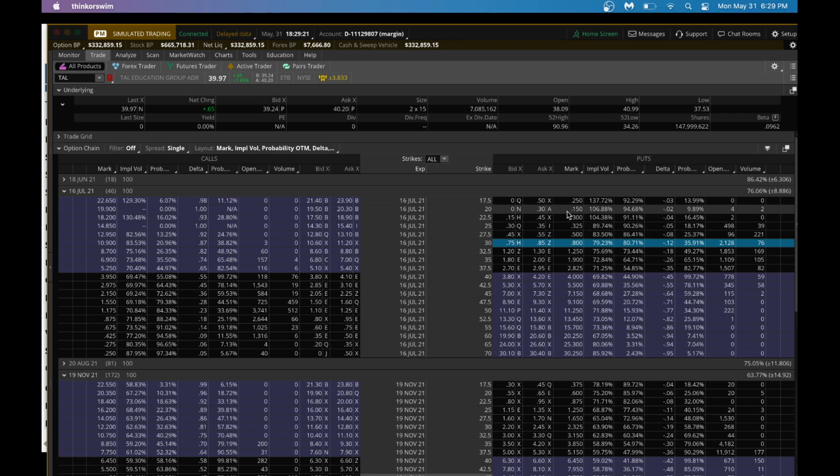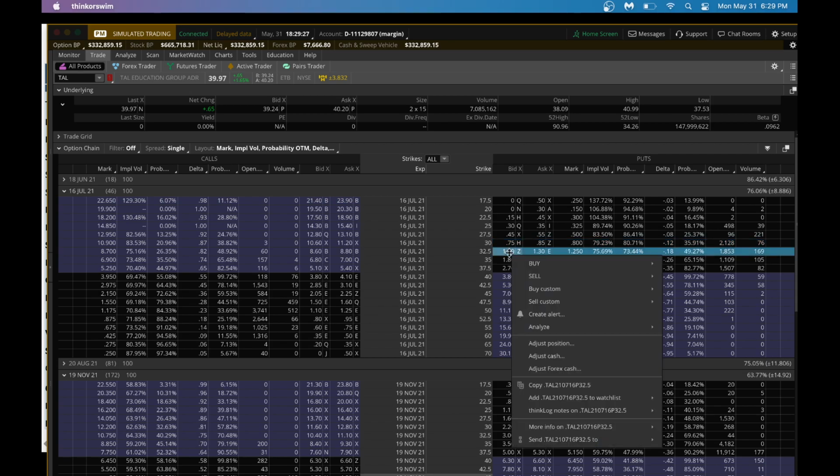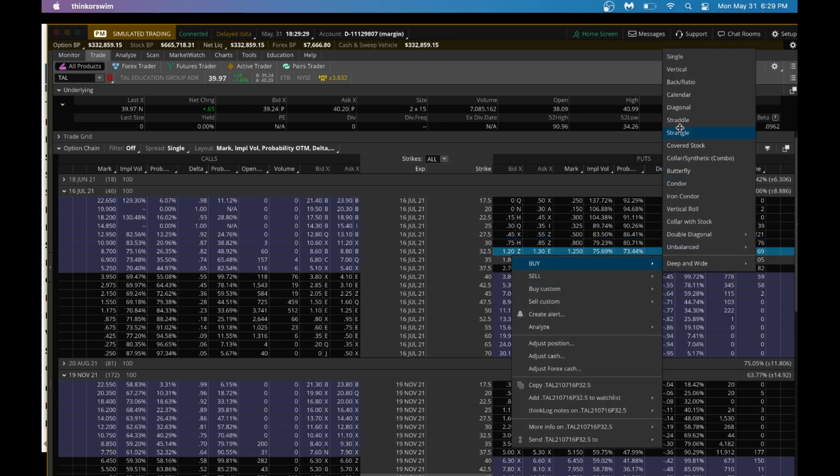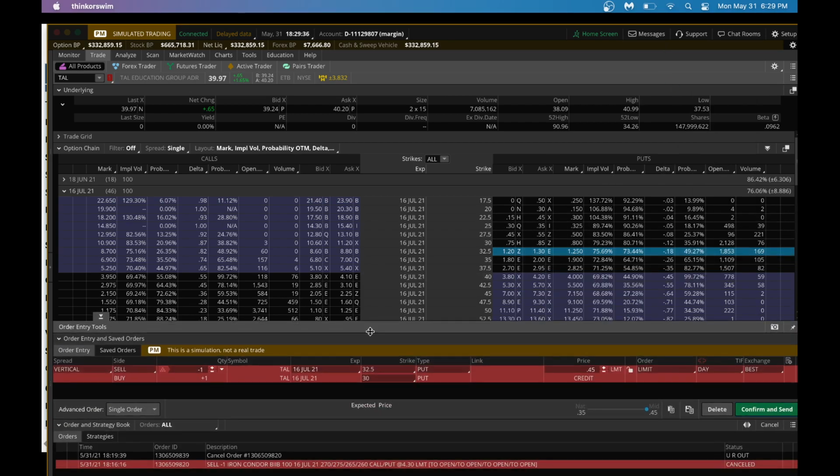For example, you could look at 32 here and 27. You could sell this spread as an example. Sell vertical. So I'm selling 32.5 and buying 27.5.